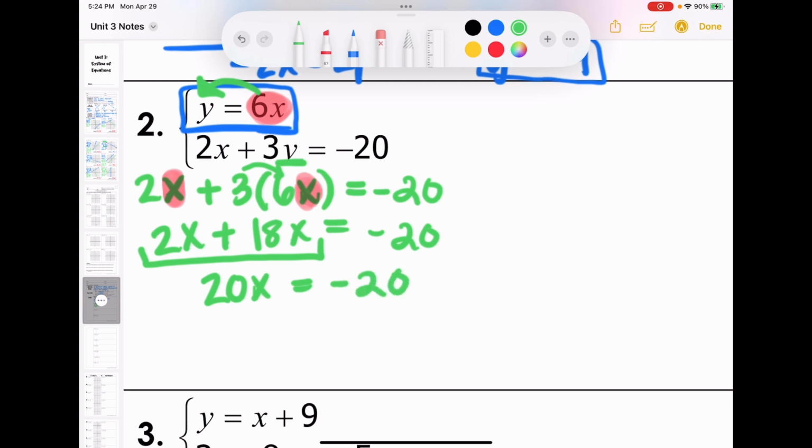All right, so now all of my letters are on the left side. All of my regular numbers are on the right side. So I can finish solving for x. So I have to get x by itself. So I'm going to divide both sides by 20. So x is going to equal whatever negative 20 divided by 20 is, which is going to be negative 1.